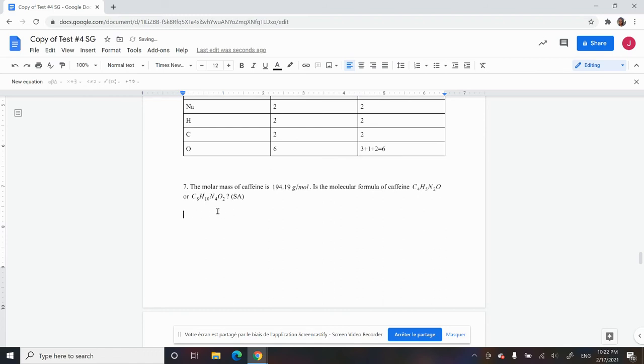So now we're given a molar mass, and then we want to know if the molecular formula is one or the other. So all you really need to do for this one is see if the molar mass is set up. So no, I don't even need to really show any work here. So when I put the first one in my calculator, I get 97-ish grams per mole. If I put the second one in my calculator, I get around 194 grams per mole. So I'm just making sure that the molar mass checks out.